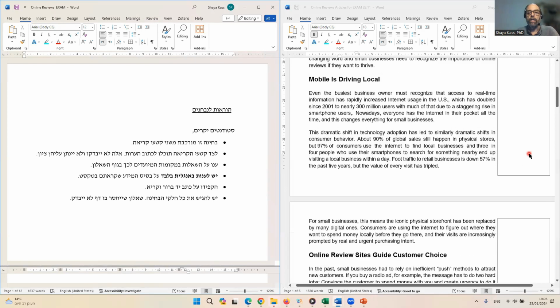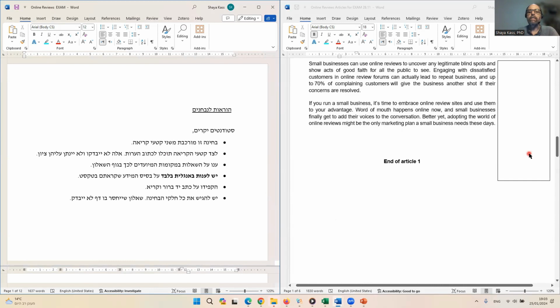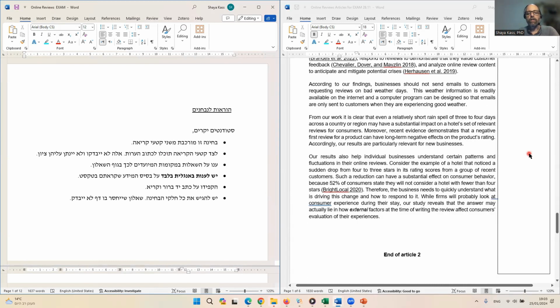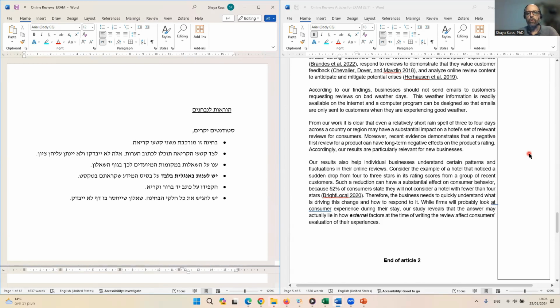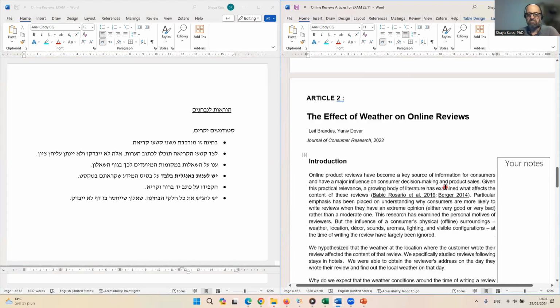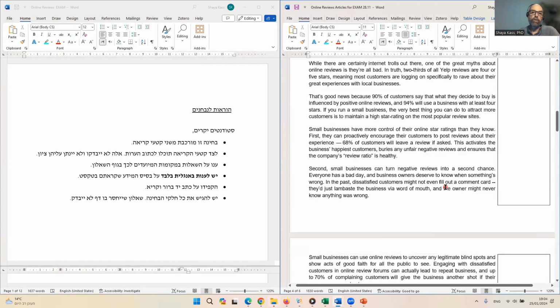So you have one article with a place to write notes, and then a second article with a place to write notes. You can see that the first article was 3 pages, and the second article was 2 pages. Is that so? You should get about 5 pages, maybe 6 pages of article. That's all you have to read. You don't have to read all of it.